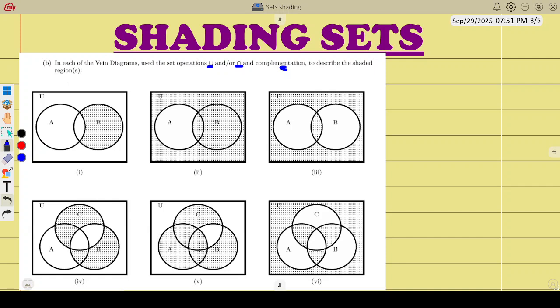In the previous video I told you to just look for clues, look for hints. You can see set A is not shaded here, so this is telling you maybe it's a complement. And then you look at B. B is shaded, but it's not everything in B. So I have A complement and B, so this is the intersection: what is outside of A, intersection B.